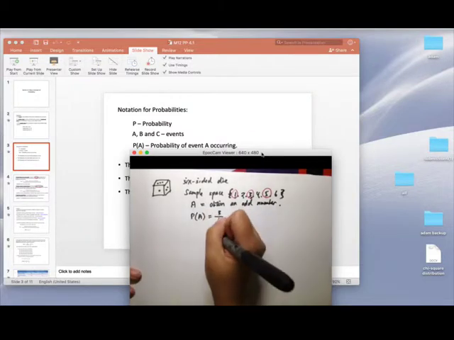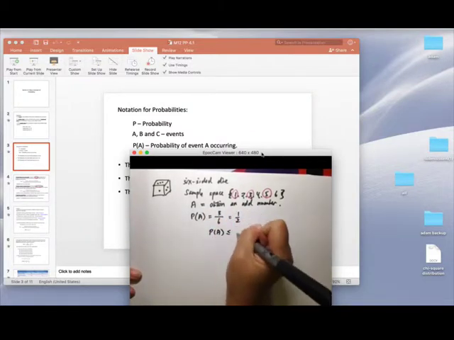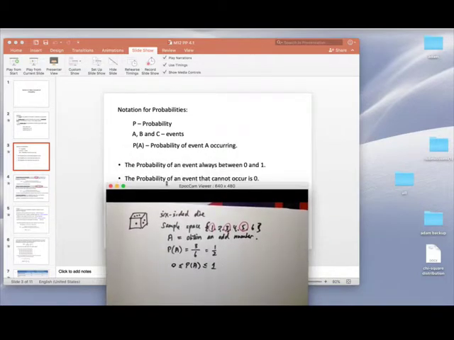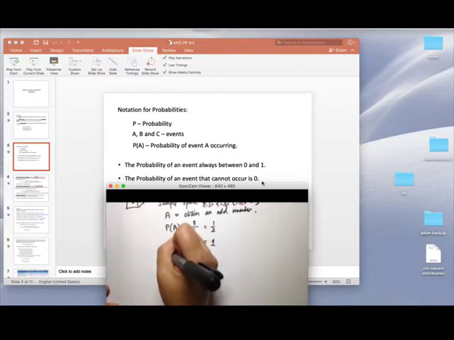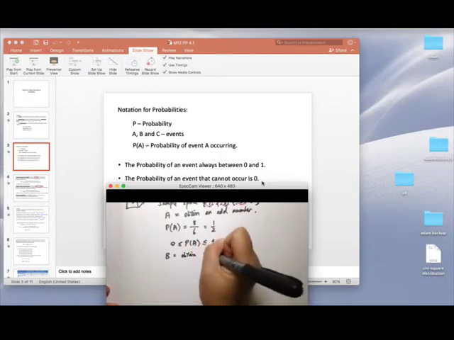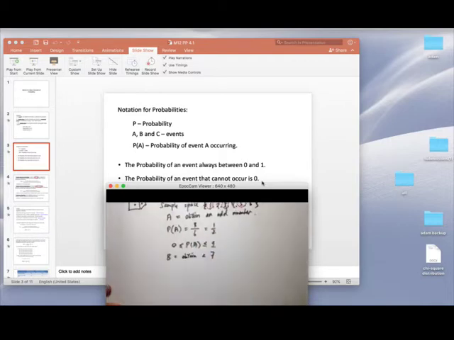And all probabilities have to be between 0 and 1. It cannot be negative, it cannot be greater than 1. The probability of an event that cannot occur is 0. So think about it. Let's say this time I let my event B be obtaining a 7. So what is the probability of obtaining a number 7 when I roll the die?